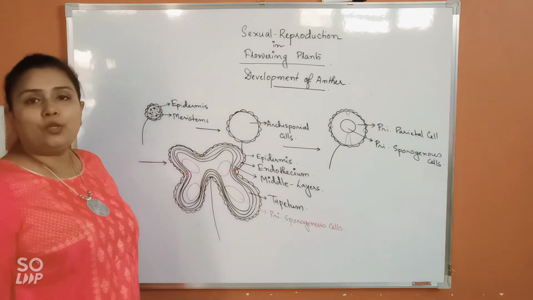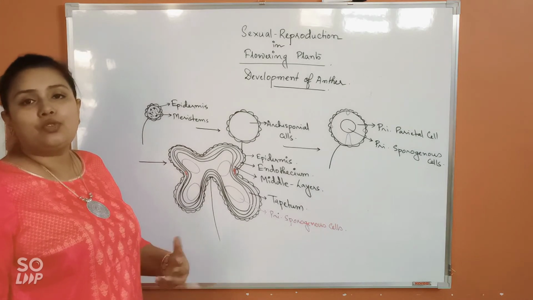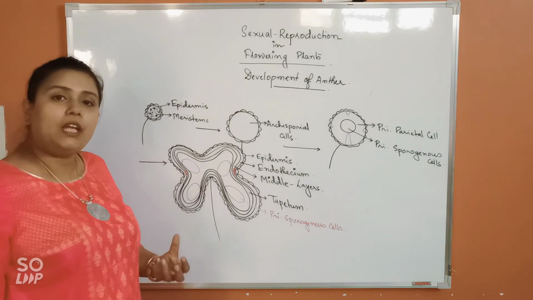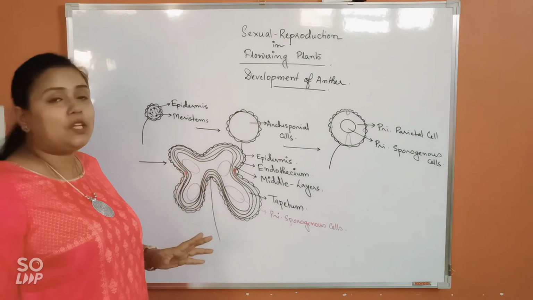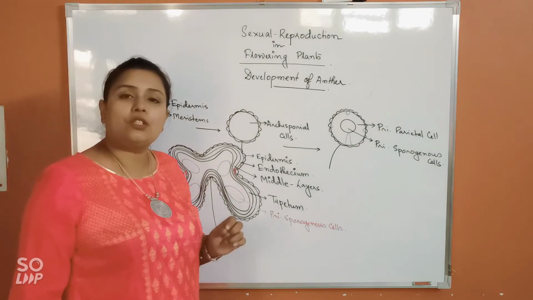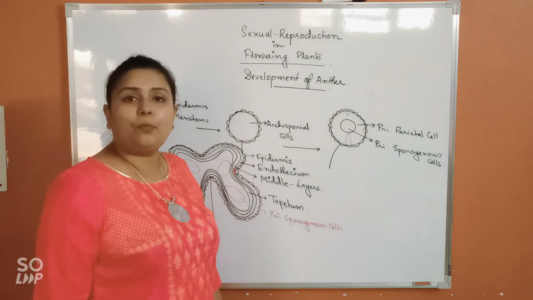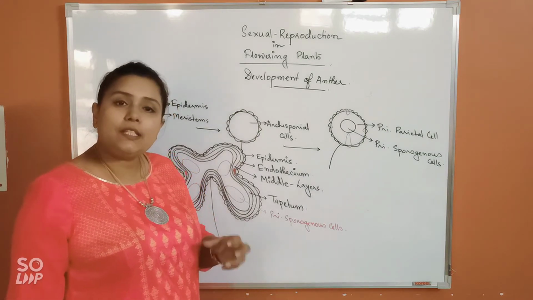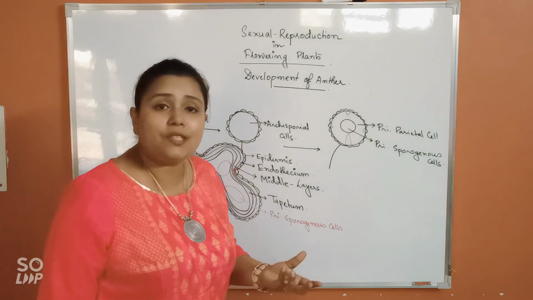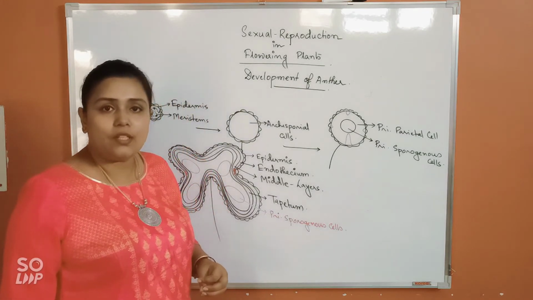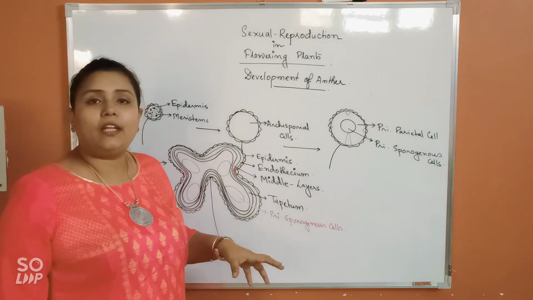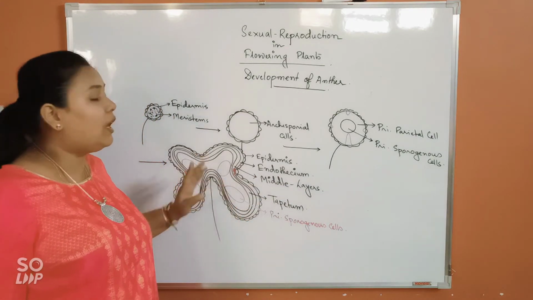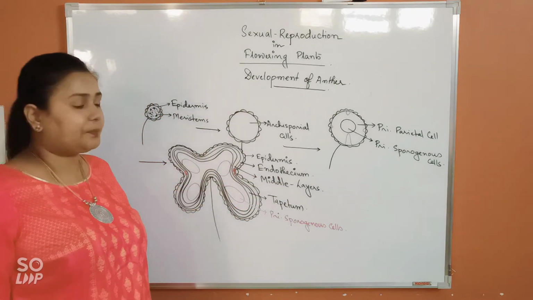Now, next is middle layers. Middle layers are mostly going to be nutritive in their function. They will be providing nourishment to the developing sporogenous cells. These sporogenous cells are of utmost importance because they will later on behave as pollen mother cell, and these pollen mother cells will undergo meiosis, giving rise to pollen grains, isn't it? So that's why the middle layers are the one which will provide nutrition to the developing sporogenous cells.